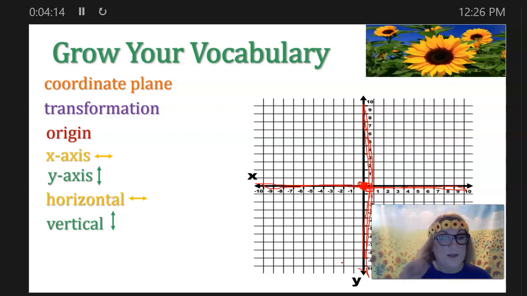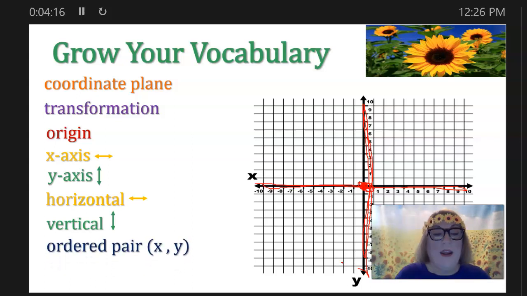It goes both ways. And then ordered pairs are all coordinate points, and they always start with x, then y. X tells you how far left or right to move your point, and then y tells you how far up or down, depending on if they're positive or negative. And then the last word is the type of transformation we're going to learn about today, and that's a reflection.